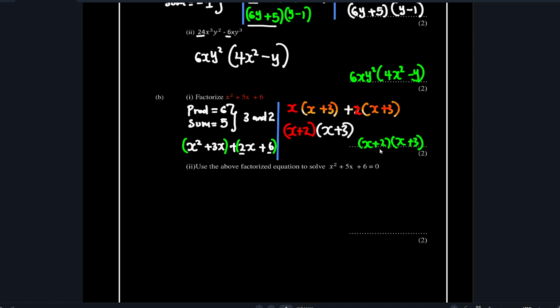Now, once you have this factorized expression, you are going to use it to solve the equation, because you can see in Roman 1 and Roman 2, the expression parts are the same. We are given x squared plus 5x plus 6, and this is the same expression, x squared plus 5x plus 6 equals 0. So the left hand side of Roman 2 can be written as this part.